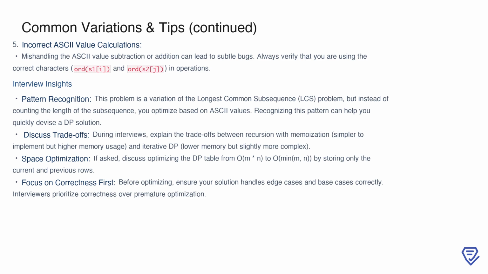During interviews, discuss the trade-offs between recursion with memoization and iterative DP. Recursion is often easier to write but uses more memory, while iterative DP is more efficient but slightly harder to implement. Space optimization is another great topic to mention, as you can reduce the DP table from O(m*n) to O(min(m, n)) by only storing the current and previous rows.